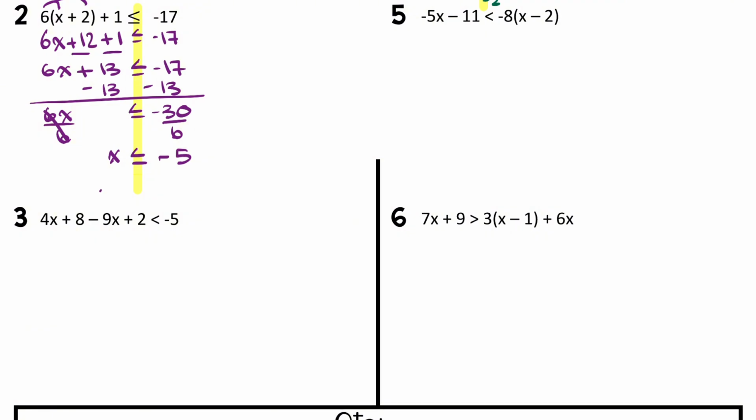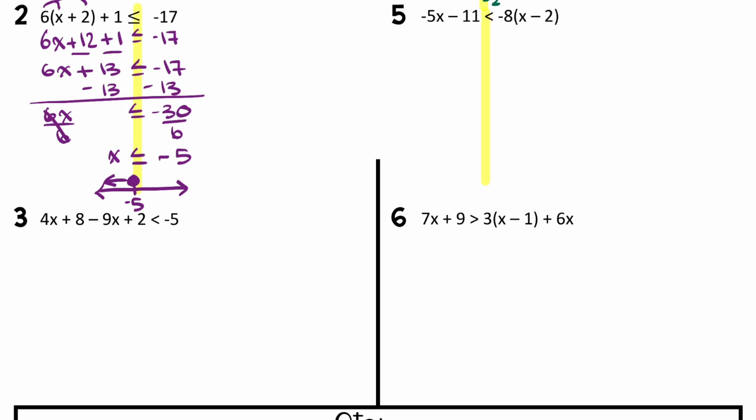Now, I am going to draw my number line. I'm going to put a negative 5, and I am filling in that circle because it is going to the left.